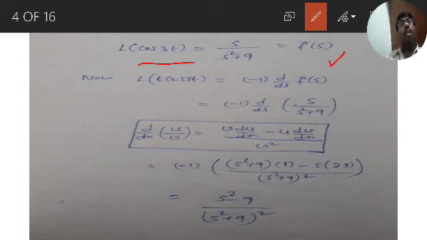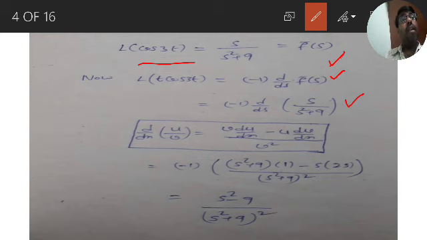Now L of t into cos 3t, multiplied by t means what to do? You have to do the derivative multiplied by minus 1. If it is t square, then the second derivative. So L of t into cos 3t is minus 1 into d by ds of f bar of s. That is minus 1 into d by ds of s by s square plus 9. So this is the method, multiplication by t. Multiplication by t means you have to do one time derivative. That's it. D by ds of s by s square plus 9.